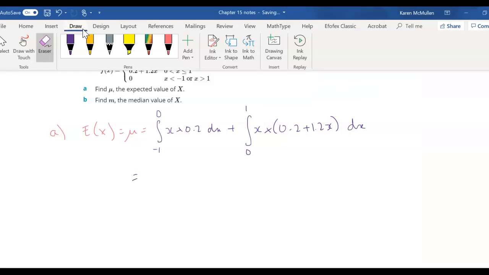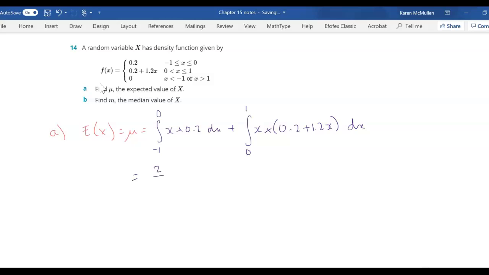I can also do that without a calculator, so 0.4. And it's good because that's the answer. All right.